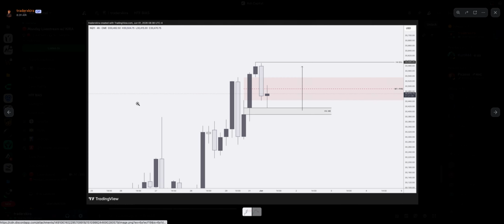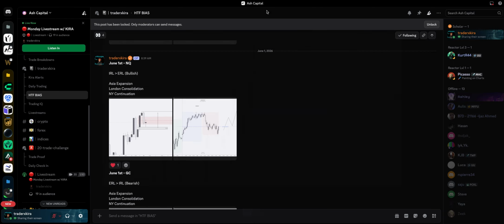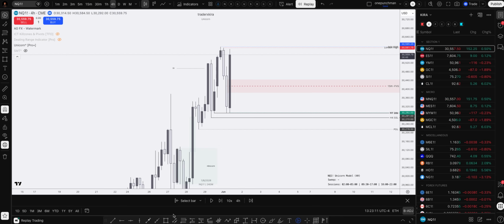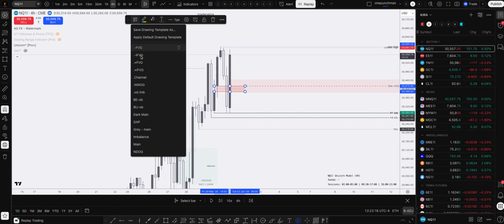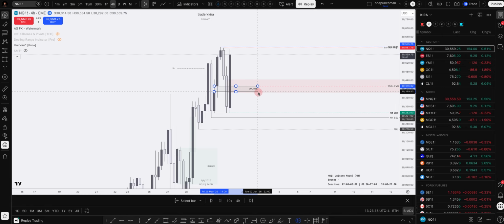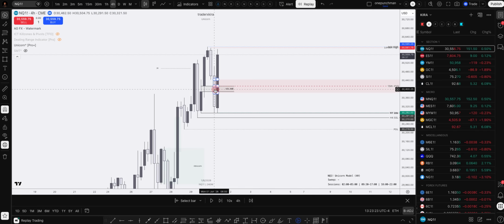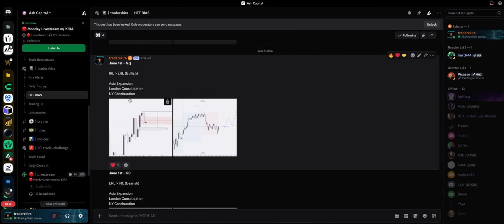IRL to ERL. My assumption was that this volume imbalance at worst case scenario would be respected and then we would see a move higher, right? But if we go back here, what we can see is that this volume imbalance actually doesn't get respected, but that happens at 10. By like at 10 o'clock, it closes below. So even though you have the sweep, what else did I write here? Asia expansion, London consolidation, New York continuation.